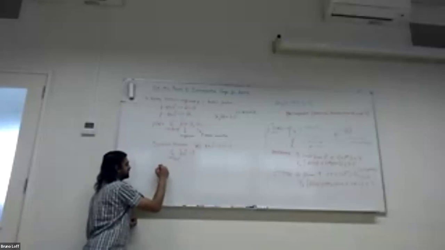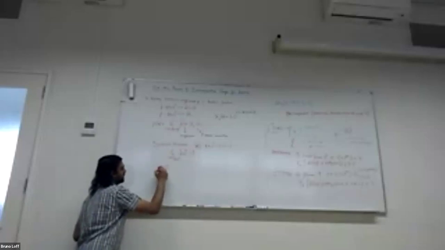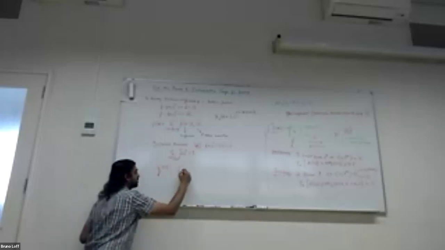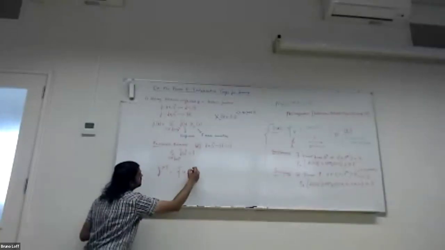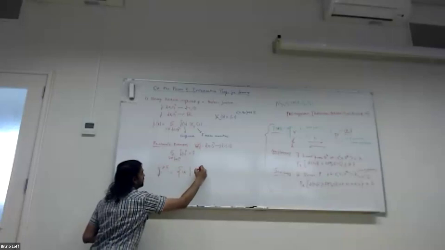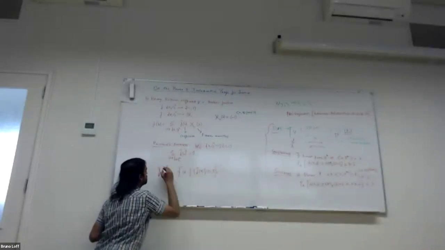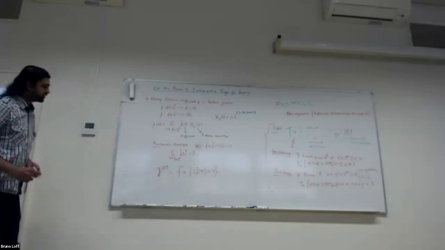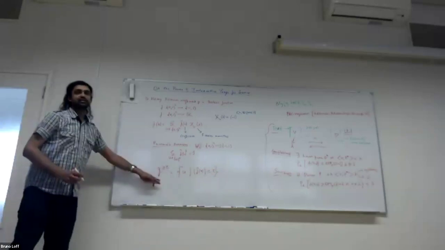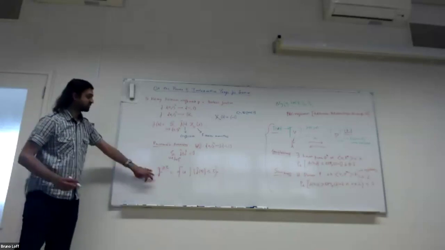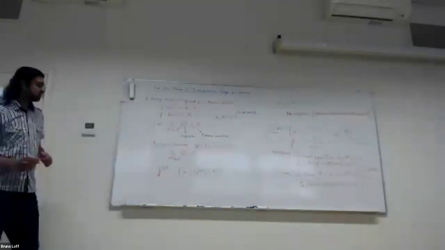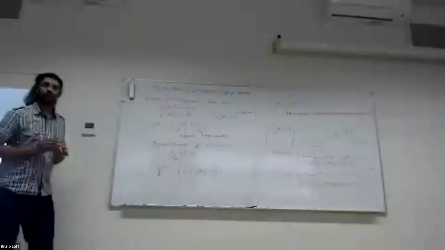So I call this set, f hat larger than tau, the set of characters whose Fourier coefficients are large. I'm going to call this the tau-heavy coefficients of characters. Well, this would be characters, but the values would be coefficients.